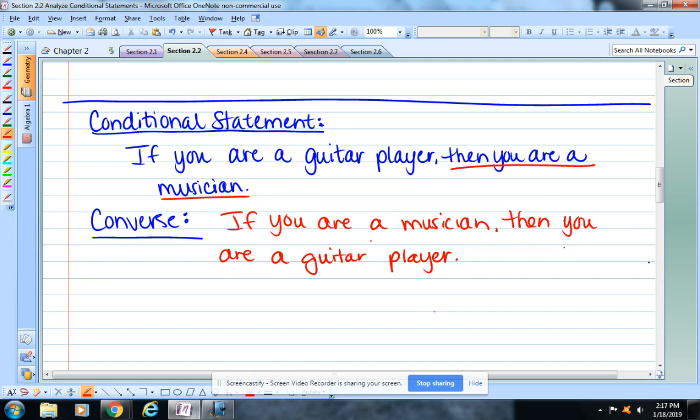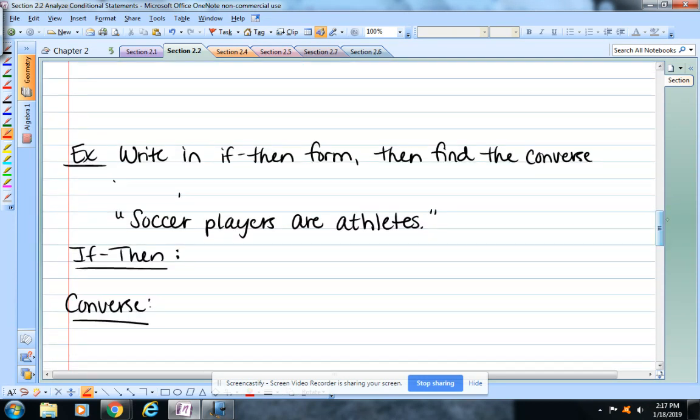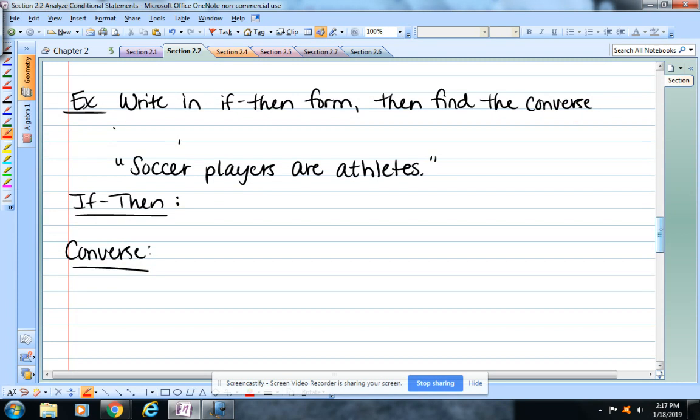It's not always true. Sometimes the converse is true. So if something has a converse that is true, then it's called a biconditional statement, which we'll talk about later. Okay, so here's what you're going to have to do on your assignment. They're going to give you a statement. It's not in if-then form. They gave us soccer players or athletes. We've got to make that into an if-then hypothesis statement, and then we're going to find the converse.